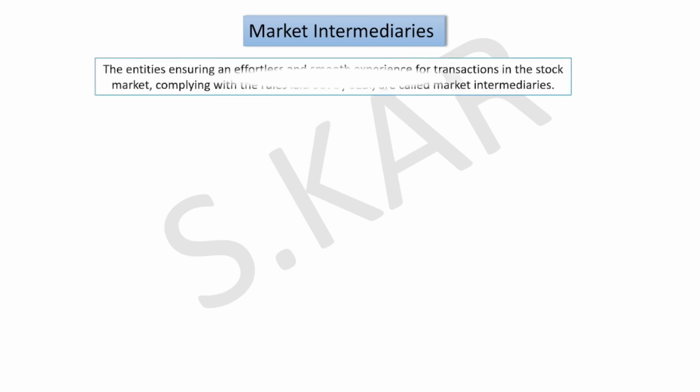Now next comes the market intermediaries. The market intermediaries are the most important for us because these are the entities which work for our seamless experience in the share market. Okay. So the entities ensuring an effortless and smooth experience for transactions in the stock market, complying with the rules laid out by SEBI, are called market intermediaries.